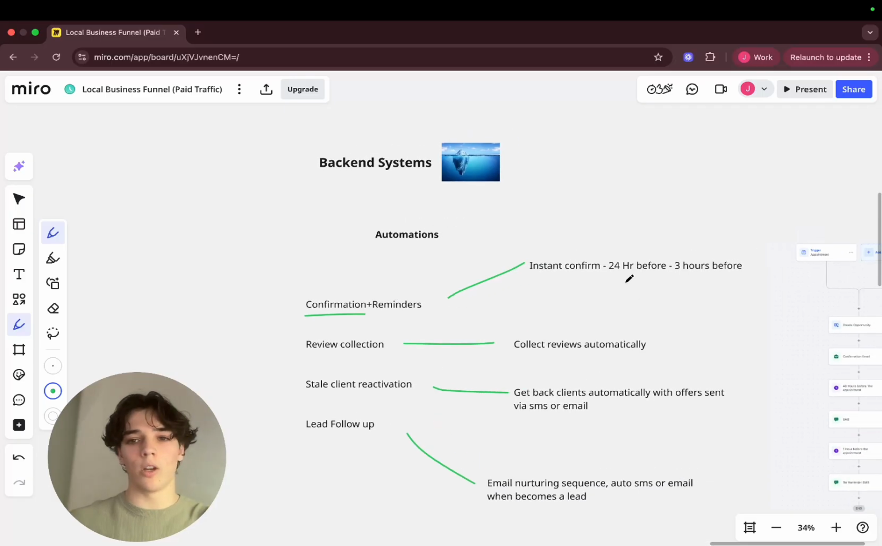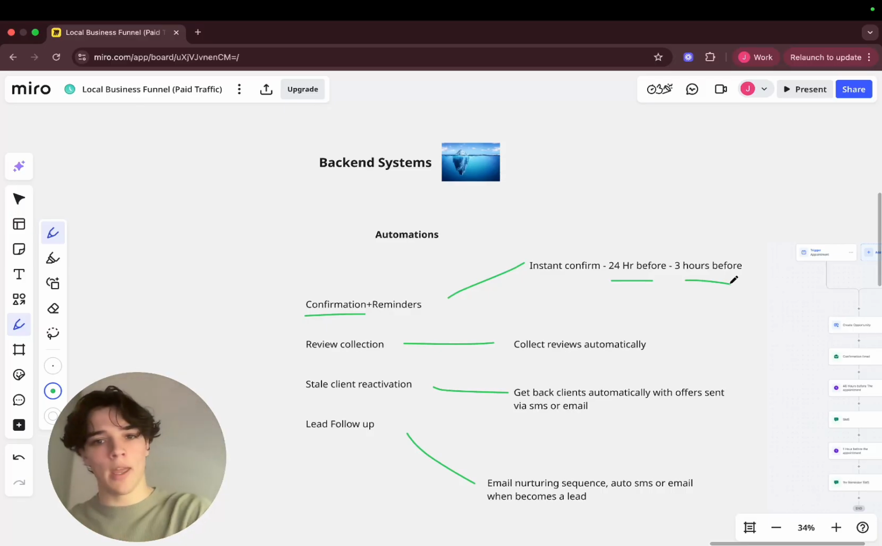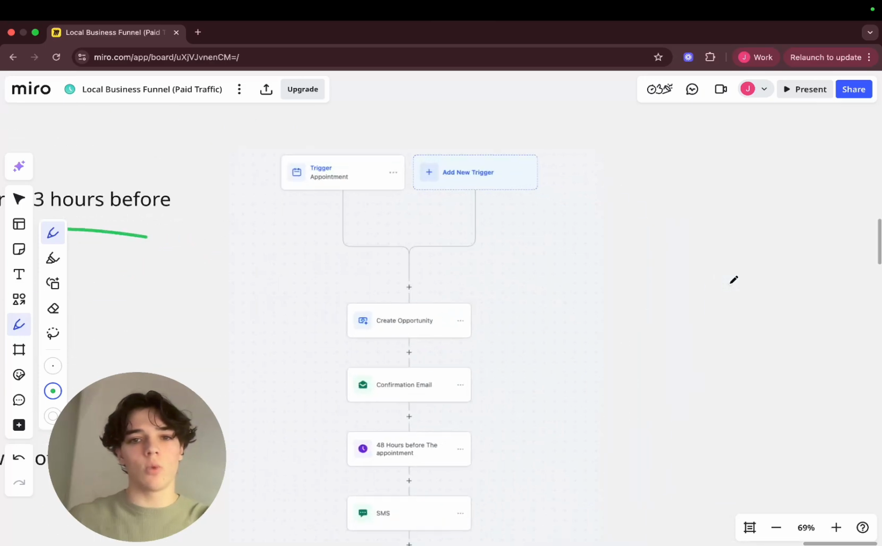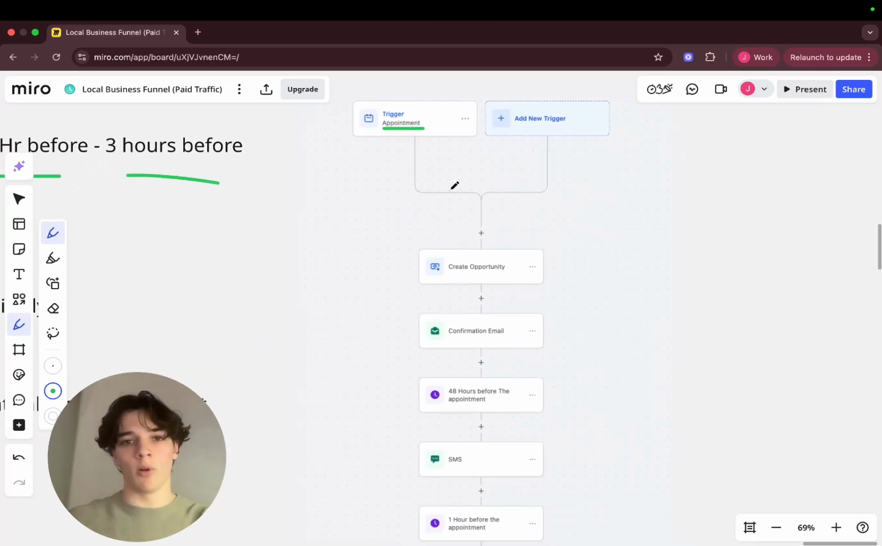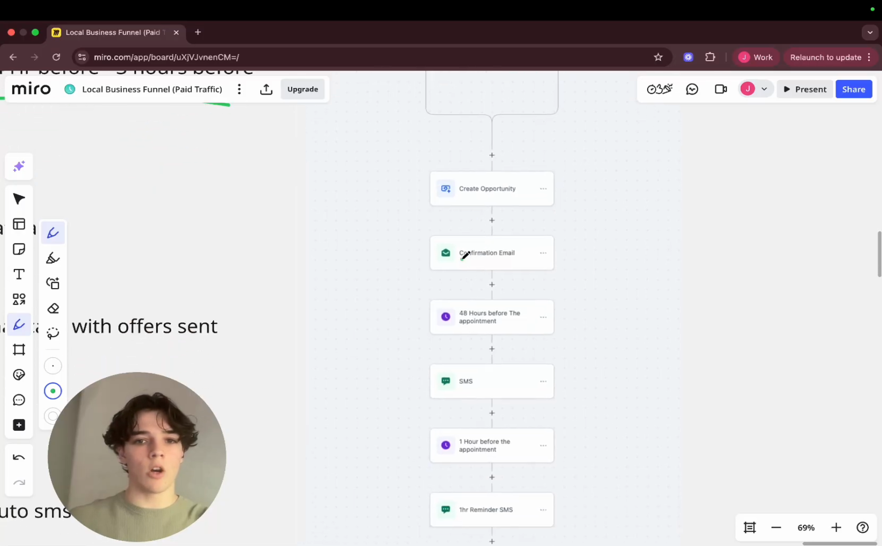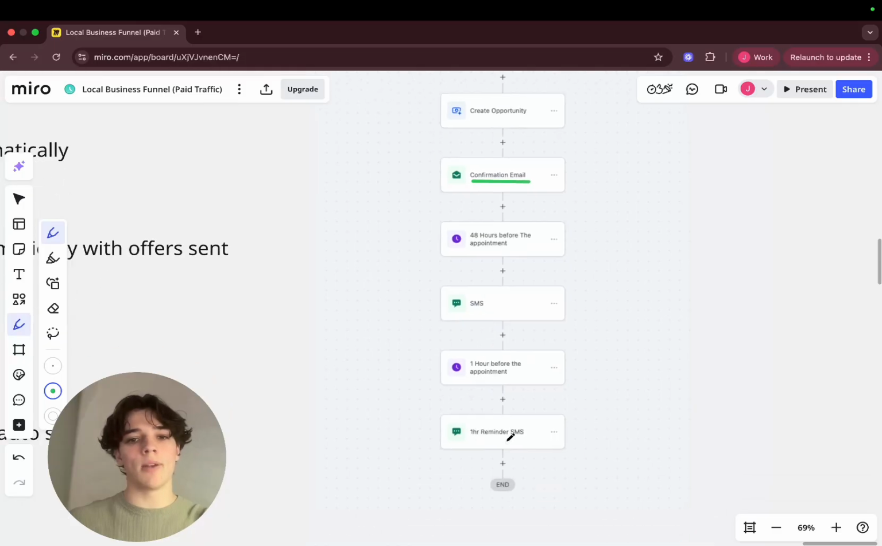You could do 24 hours before, you could do 48 hours, you could do 3 hours before, you could do 1 hour before. It's up to you, but usually it's good to have one straight away, a day before, 2 days before, and then one on the day. For example, here you can see this one, the client makes the booking, they book the appointment, then they get a confirmation email, this is instantly, and then they get an SMS 48 hours before, and then they get an SMS 1 hour before.